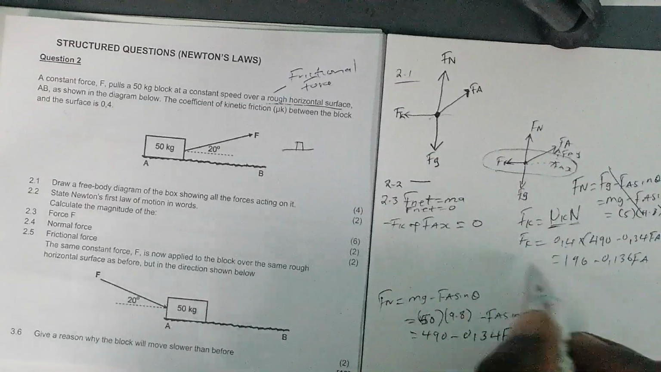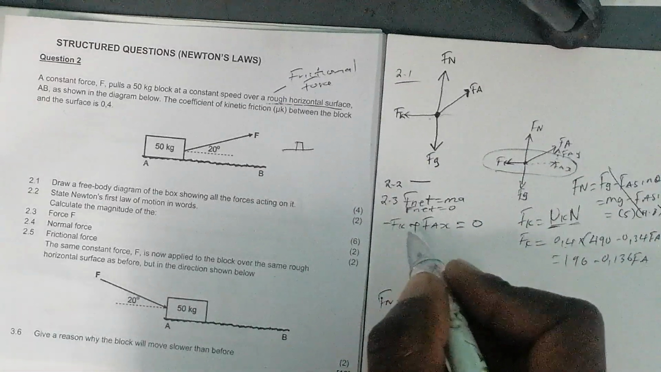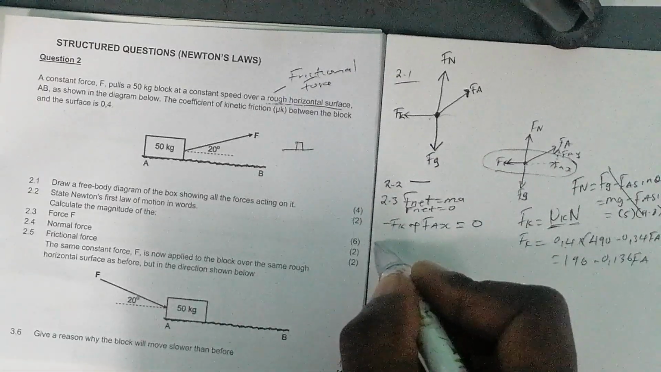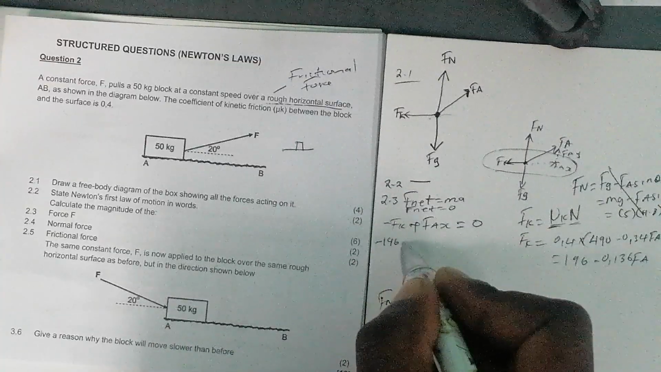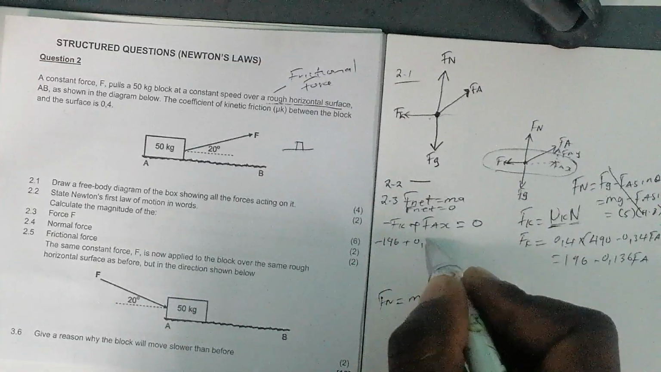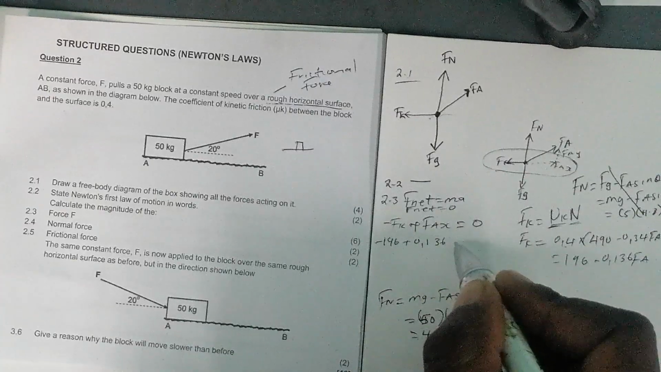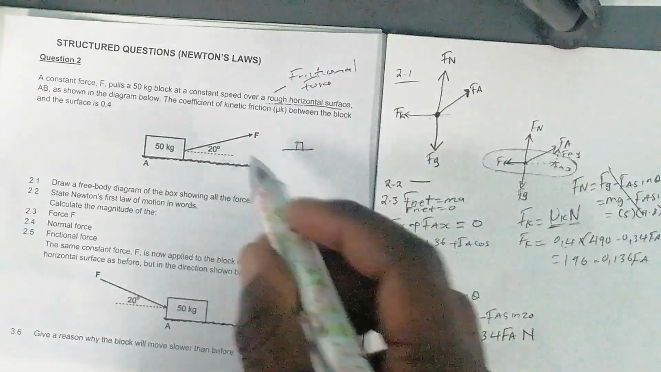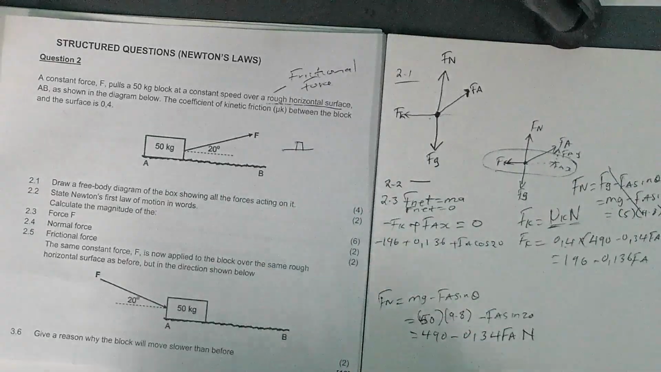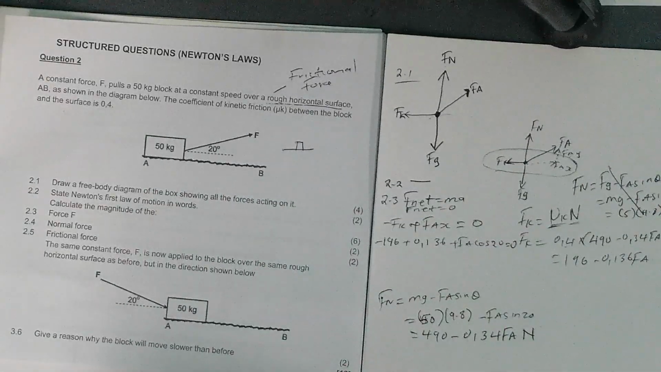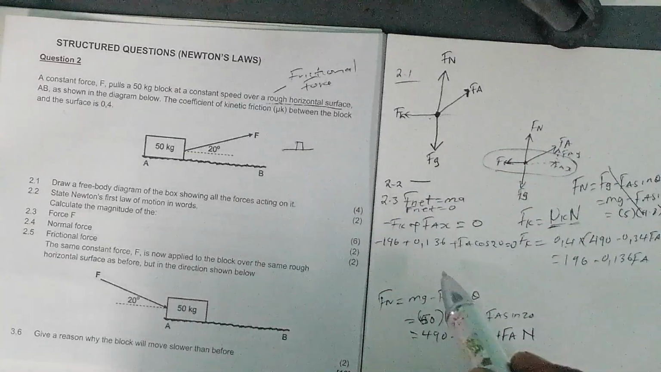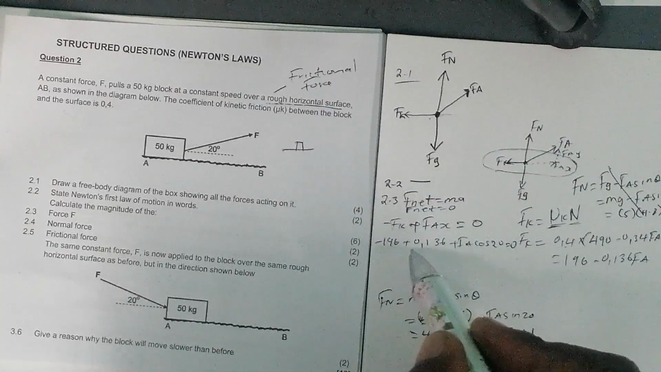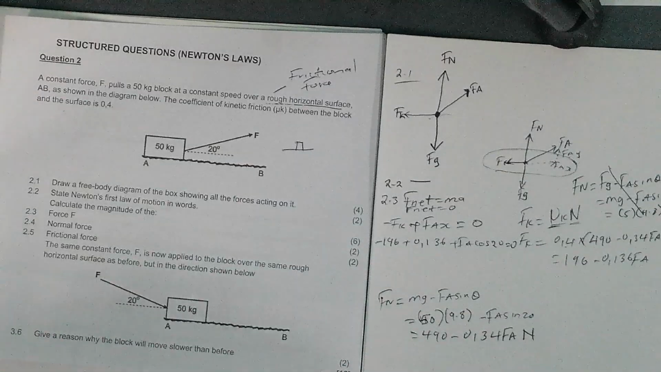So this is the value of Fk, not mu k. When you substitute it here, it will become negative 196 plus 0.136 Fa plus Fa cos of 20 equals 0. Therefore, you can transpose this to go to the right.